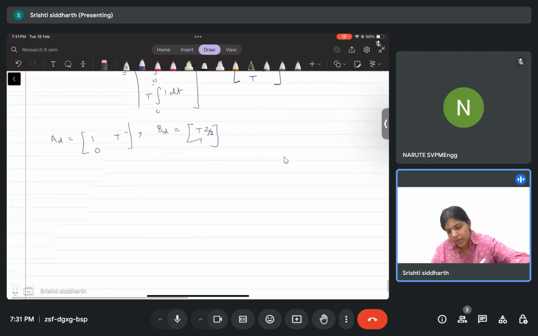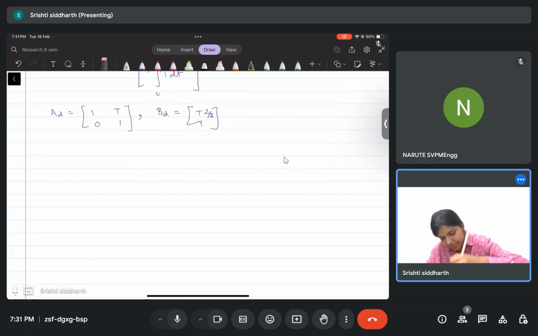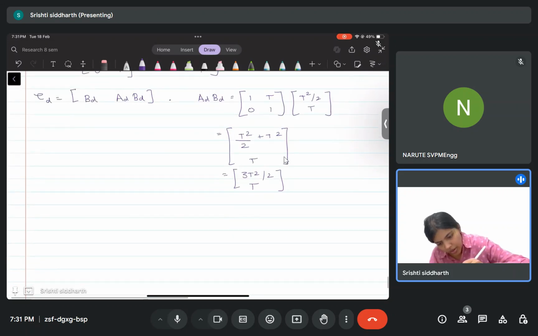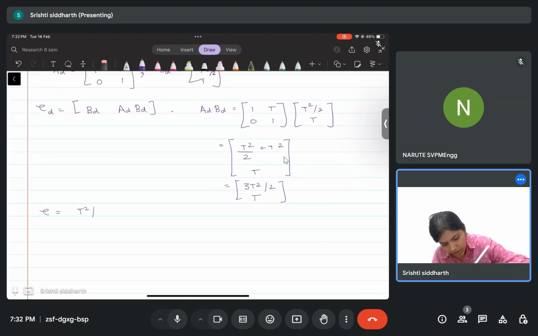Alright, now let's form the controllability matrix. I'm going to denote this by CD equals [BD, AD BD]. So we have the matrix [1, T; 0, 1] times [T squared by 2; T], which is T squared by 2 plus T squared, and this is T, which is 3T squared by 2 and T. So the controllability matrix is [T squared by 2, 3T squared by 2; T, T].